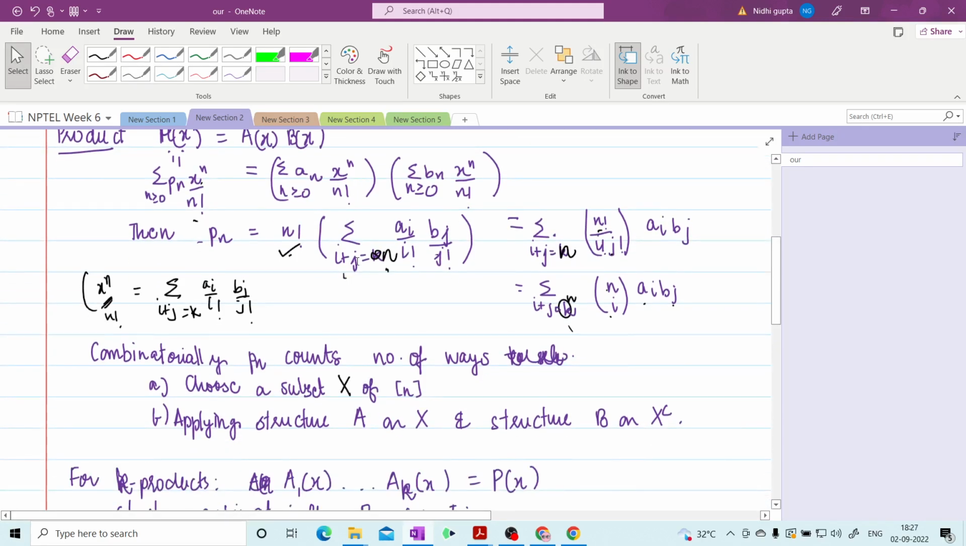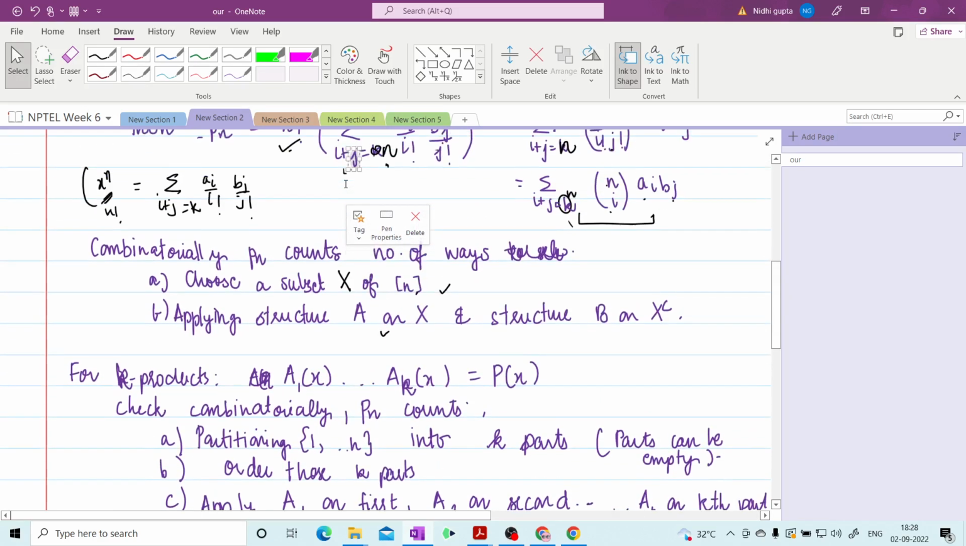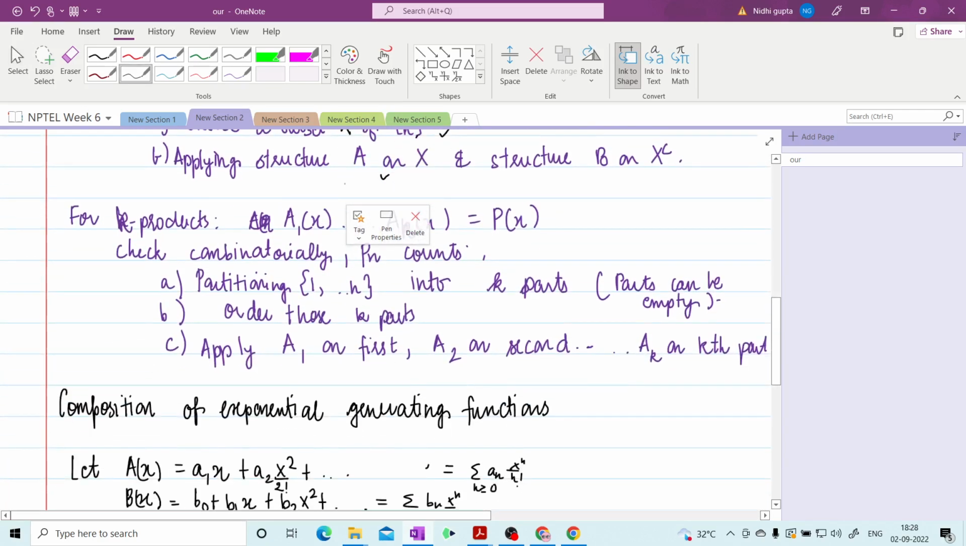Combinatorially, what we are counting is this: first, with n choose i, we are choosing a subset X of n, and we are summing over this. First we choose a subset X of n, then we apply structure A on X and structure B on X complement. Similarly, if we have k products, we are partitioning the set of n into k parts. These parts can be empty. Then we order those k parts, and apply a1 on the first part, a2 on the second part, and ak on the kth part.